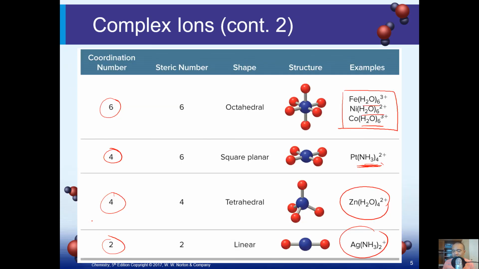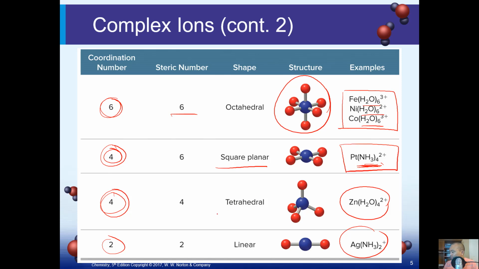The shape of the molecule depends on 2 factors. One is the coordination number. The other one is the type of ligands. For example, if you have a coordination number of 6, then it's usually octahedral shape. If you have a 4, it could be a square planar, for example, when you look at this complex ion. Or it could be tetrahedral, as you can see in the zinc complex with water. When you have 2 ligands, the geometry or the shape is going to be linear.